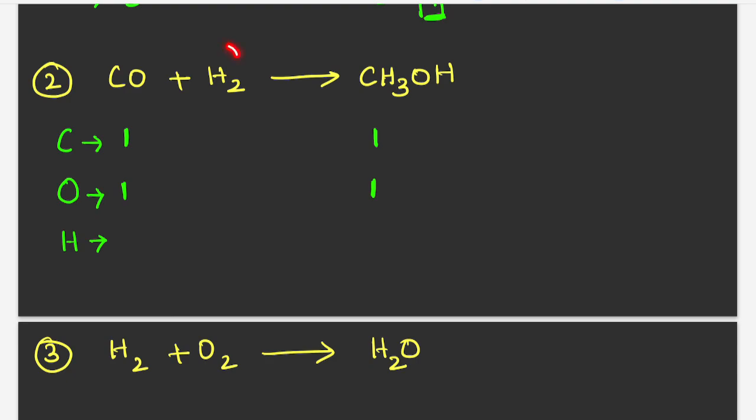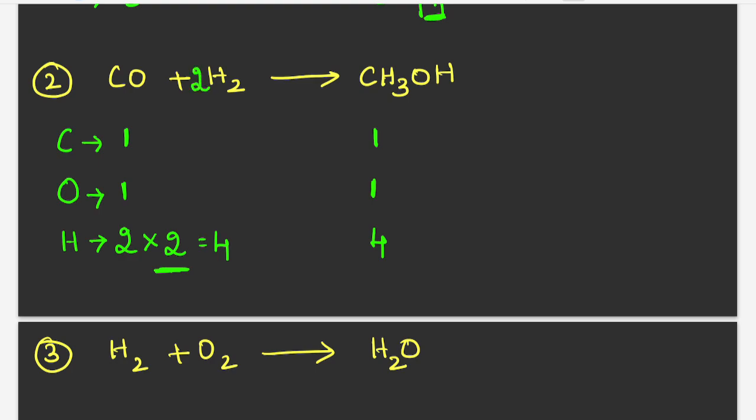Here you can see 2 hydrogen atoms are present, whereas here 3 hydrogen plus 1 hydrogen, total 4. So you will be writing 2 and then here 4. So hydrogen is not balanced. To balance this you will have to multiply by 2. 2 2s are 4. Therefore this 2, where do I have to write it? I have to write it adjacent to H2.